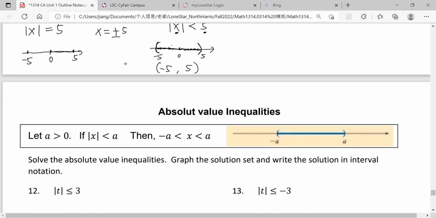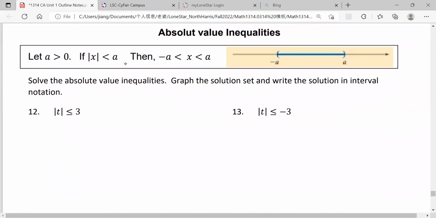Here's some practice. Let a be greater than 0. If the absolute value of x is less than a, then x is greater than -a and less than a. That means x is between -a and +a, because the distance from the x to 0 is less than a.